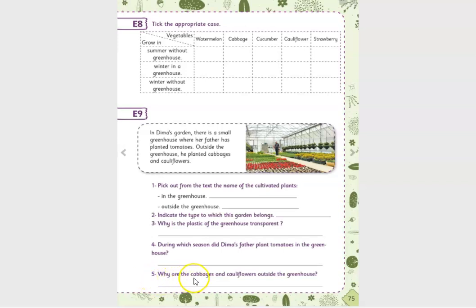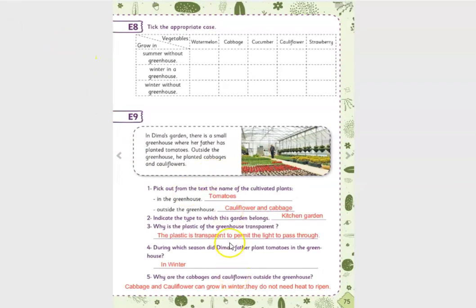5. Why are the cabbages and cauliflowers outside the greenhouse? Why are they planted outside the greenhouse? Because they can grow in winter, right? And they do not need heat to ripen. So they are planted outside the greenhouse. These are the answers. Write them, please.